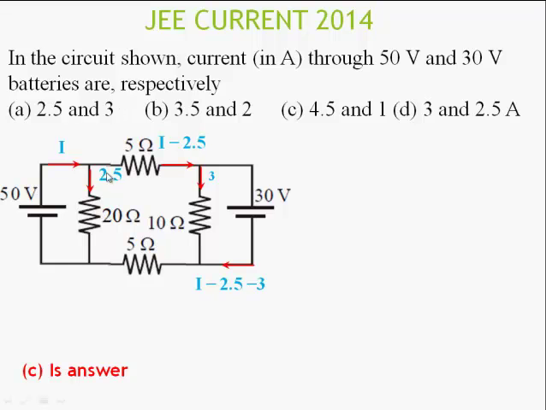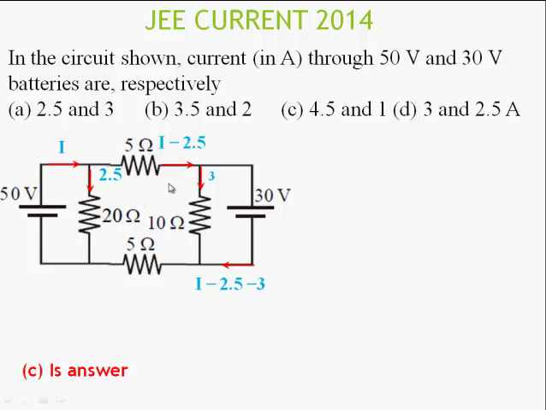I know the current over here will be 2.5 because 50 volt has to be across 20 ohm. Similarly 30 volt across 10 ohm, so 3 ampere has to be here. Now current I comes from here, 2.5 goes here. That means in this region it is I minus 2.5. 3 again goes here, so it is I minus 2.5 minus 3 in this region. Again in this region it is I minus 2.5.